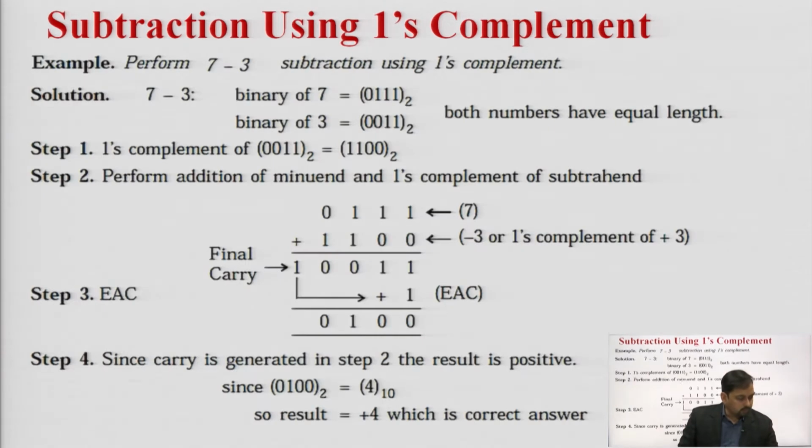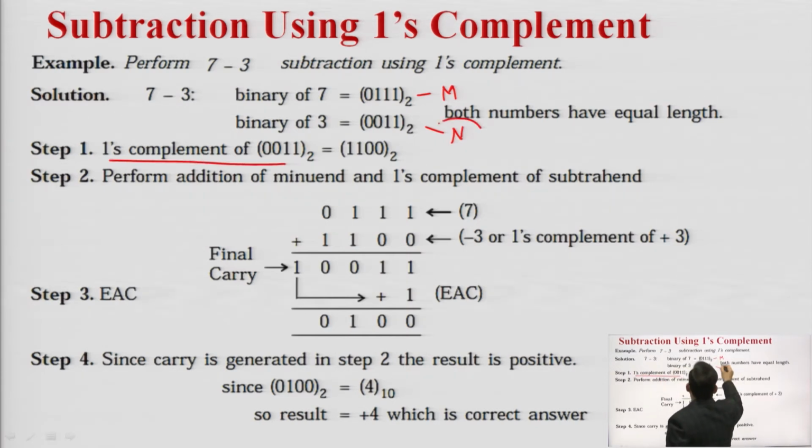If we perform the subtraction of two numbers, let's say 7 minus 3, we are aware the result is 4, but we will use the 1's complement form. So first, let's say this is capital M and this is capital N. The first step is to take the 1's complement of N, which is nothing but 1100.